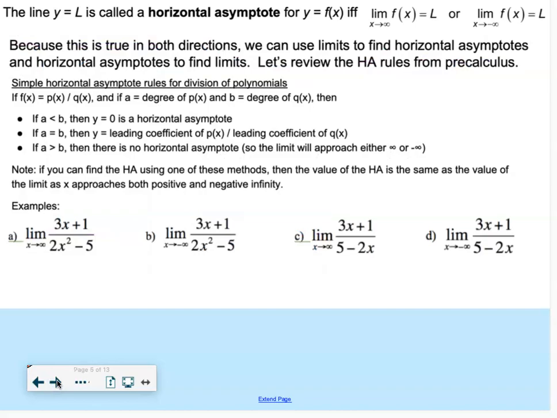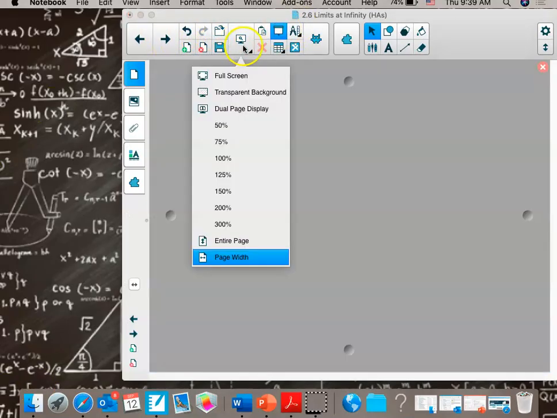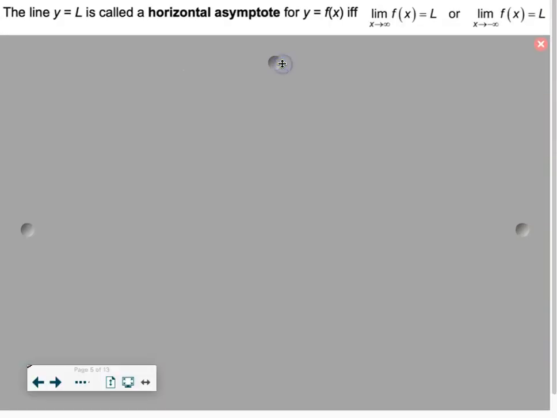Wait, I'm going to put a shade up. It helps if there's too much to look at. And so we're going to put a shade up so we can focus on the right stuff.